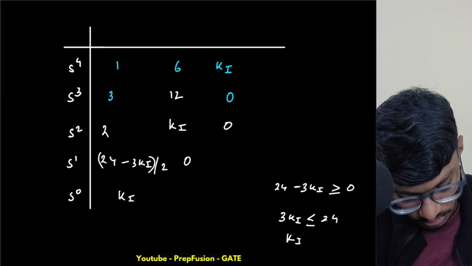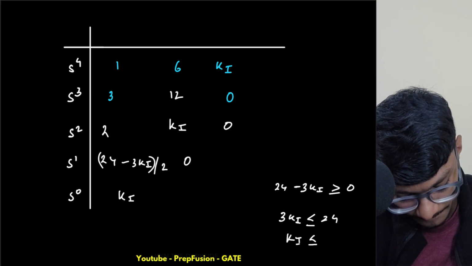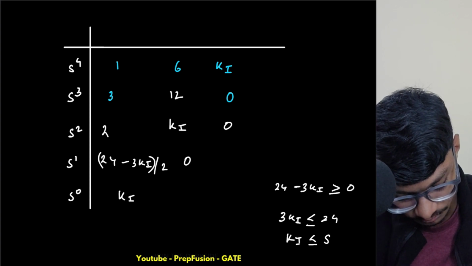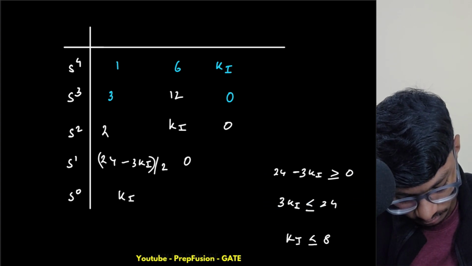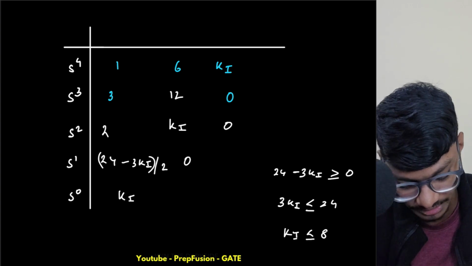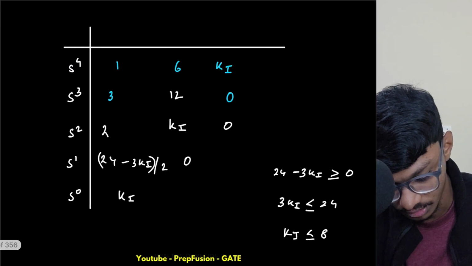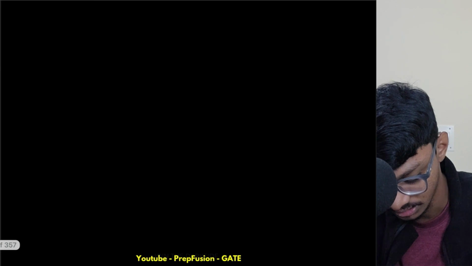So it will be 3 ki less than or equal to 24, and my ki is less than or equal to 8. So this is the answer. Ki equals 8 is the answer. The maximum value ki max is 8, because when ki equals 8, the system goes to marginally stable.